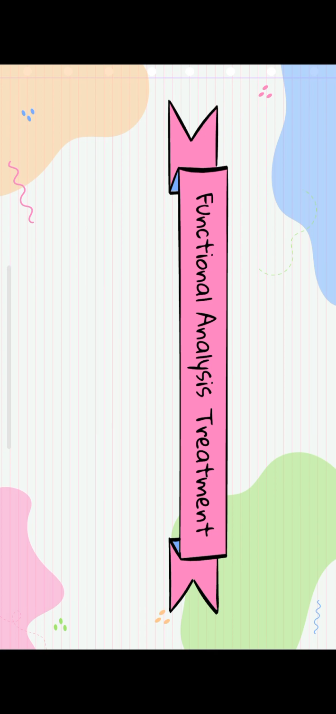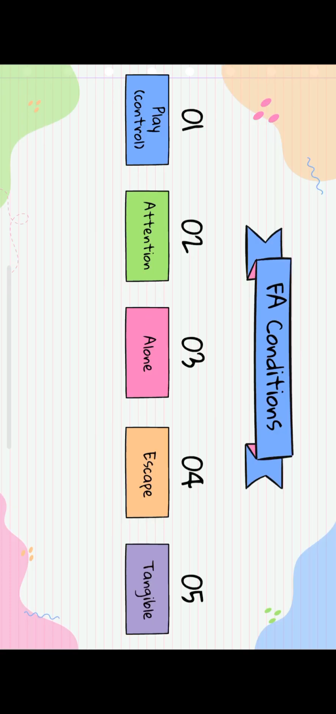Today we will be talking about functional analysis treatment. So what is this? Functional analysis manipulates antecedents and consequences to observe their effect on behavior. An FA should be flexible and individualized each time it is conducted. Functional analysis has 5 different conditions: play, attention, alone, escape, and tangibles. These are presented one at a time, and when problem behaviors occur, they are recorded during each of the sessions.